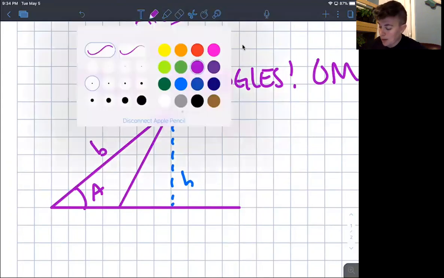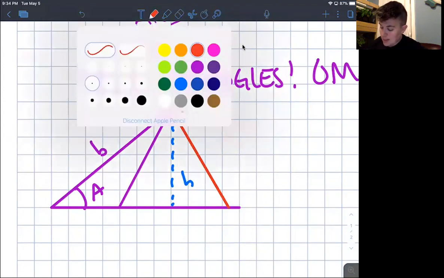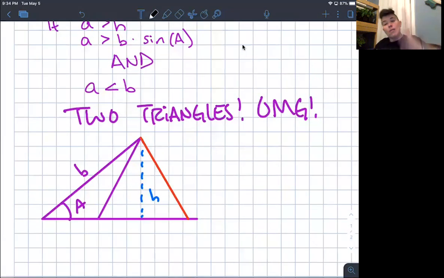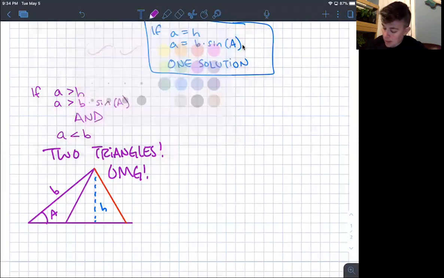So the first triangle, as a reminder, went out this way. So that was triangle number one. And then the second triangle is this guy right here, this little teensy triangle. That still counts as a triangle, y'all. So I have two possible triangles, right? So if side A is greater than the height, but it's less than side B, I'm going to have two possible solutions that I need to be on the lookout for. Okay, so let me put a little box around that.